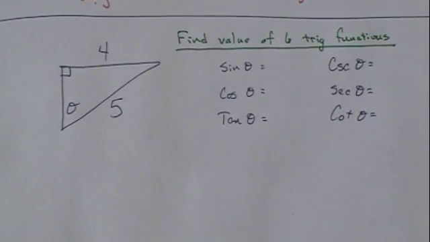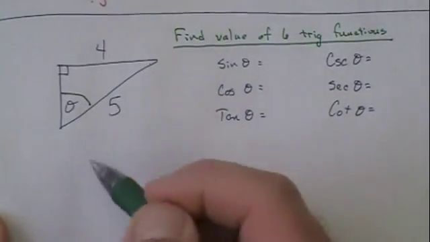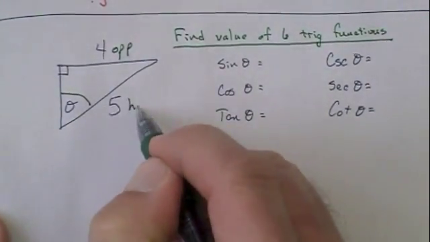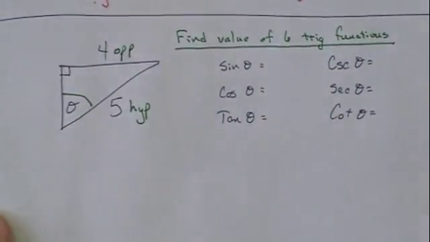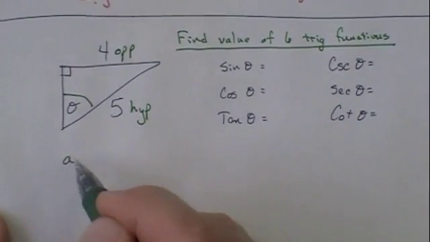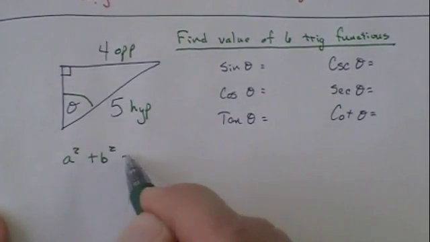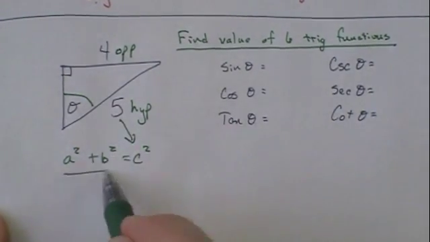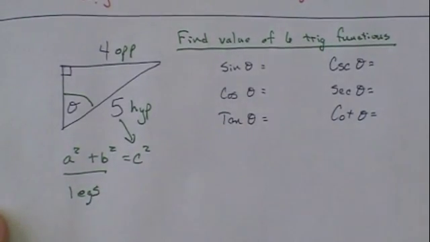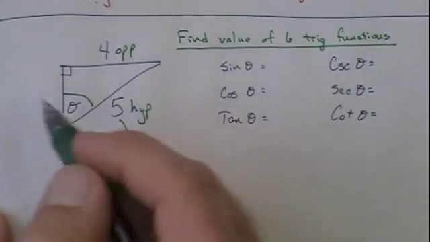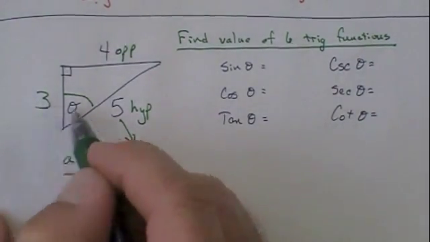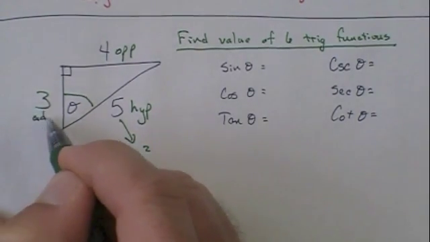Let's say that we're given this right triangle and we're asked to find the value of these 6 trig functions. We always start with the angle, so 4 is opposite. Here's our right angle, so 5 is the hypotenuse, and we're not given this side. Remember, it is a right triangle, so we can use the Pythagorean theorem, a squared plus b squared equals c squared. The hypotenuse is always c squared, and the legs make up a and b. Unless you recognize this as a 3, 4, 5 triangle, which makes it even shorter. Because our angle is right next to this side, here is our adjacent side.